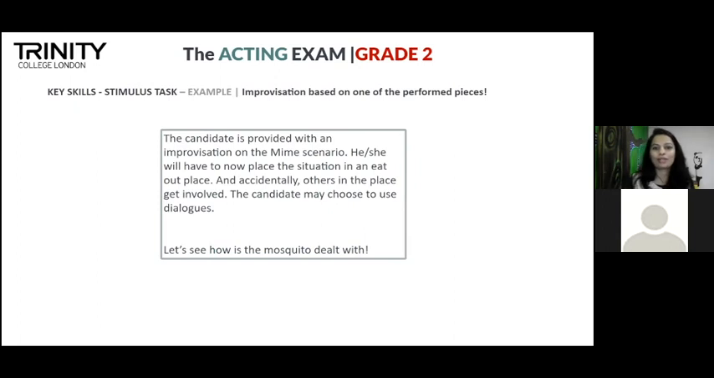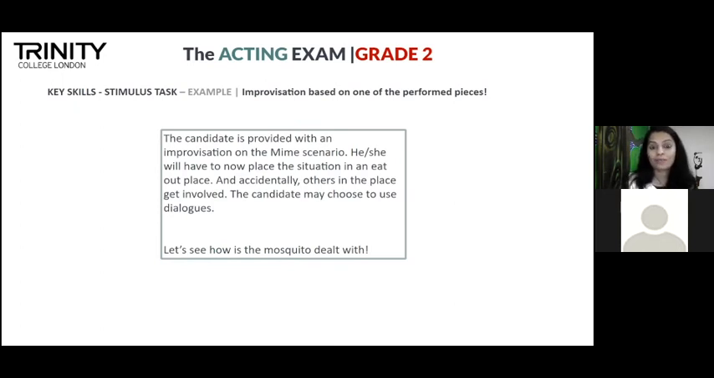Now coming to improvisation. So here, the improvisation is given on the mime, and the context of the mime is taken from a house to an eat out place. So the stimulus given by the examiner is that he or she will have to now place the situation in an eat out place, and accidentally others in the place get involved. The candidate might choose to use dialogues if they want.